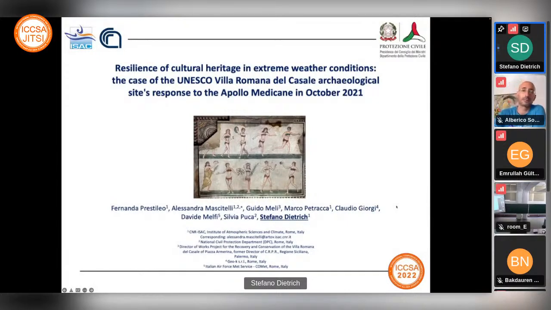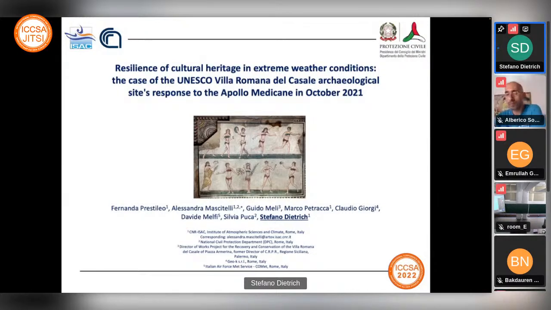I am happy to be able to contribute to the conference by presenting this work. We move to Sicily, in the center of Sicily, where the UNESCO archaeological site of Villa Romana del Casale is. It contains beautiful mosaics and frescoed walls. An example is in the center of the slide.